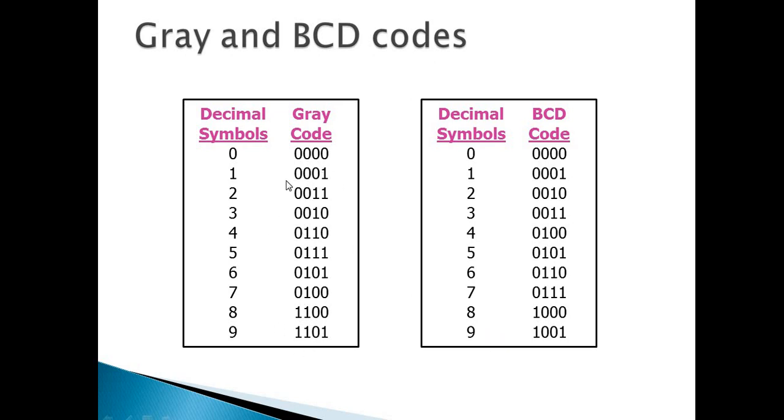While in gray code only one bit will be changed at a time. So 0 will be represented as 0000, 1 will be 0001, then for 2 only one change will be there, so it will become 0011. In this way we will get the gray code for 0 to 9.